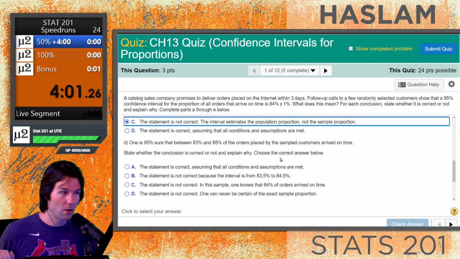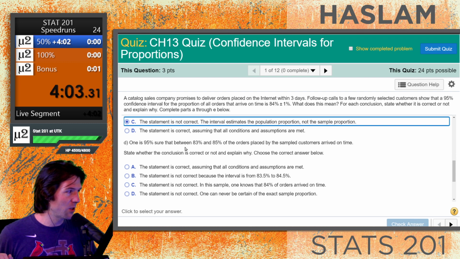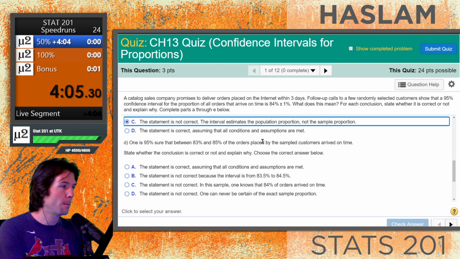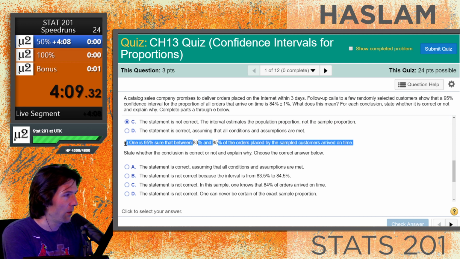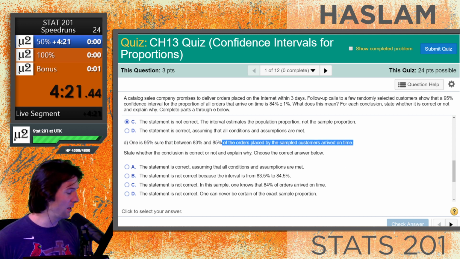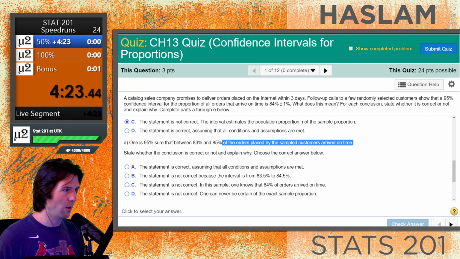Next, we see one is 95% sure. Wait a minute. What's the error in this question? I need some help with the error in this question. There's a big error. It almost sounds like I am 95% confident, and then it's got the between blank to blank. But there's an error later on. Who sees it? I need some help. Lots of help. Who's got the error in this one?